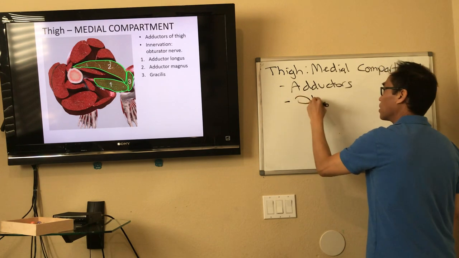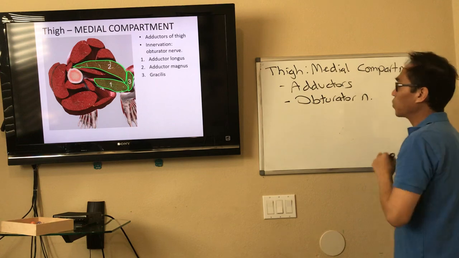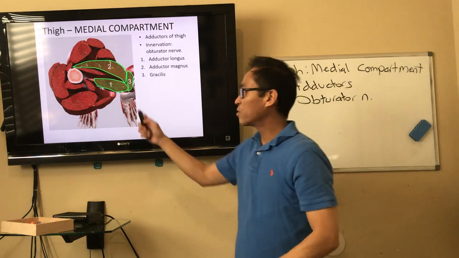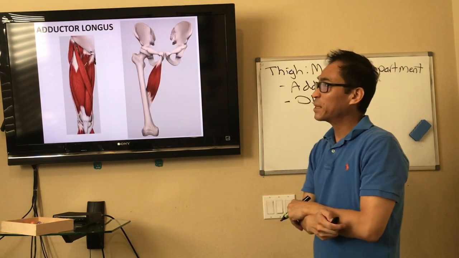The innervation is the obturator nerve, so know the innervation for this region. You'll be able to identify these three muscles in cross-section. Let's look at them one at a time.